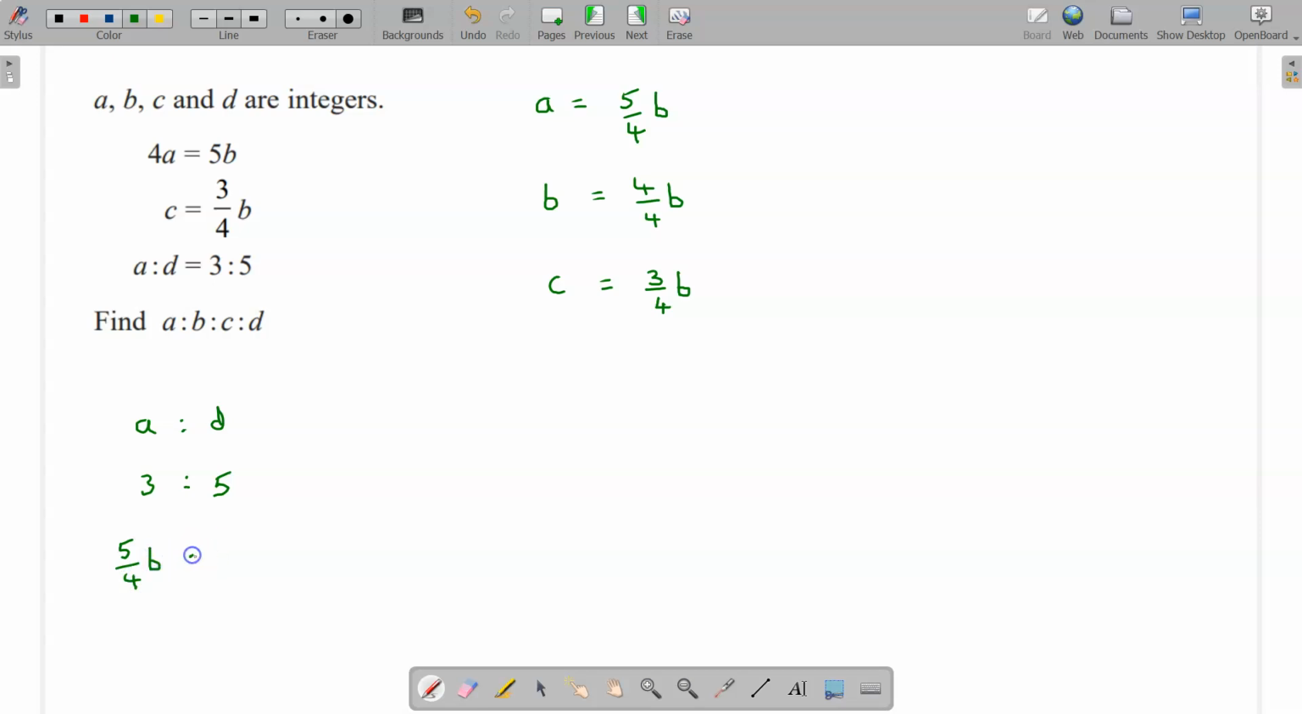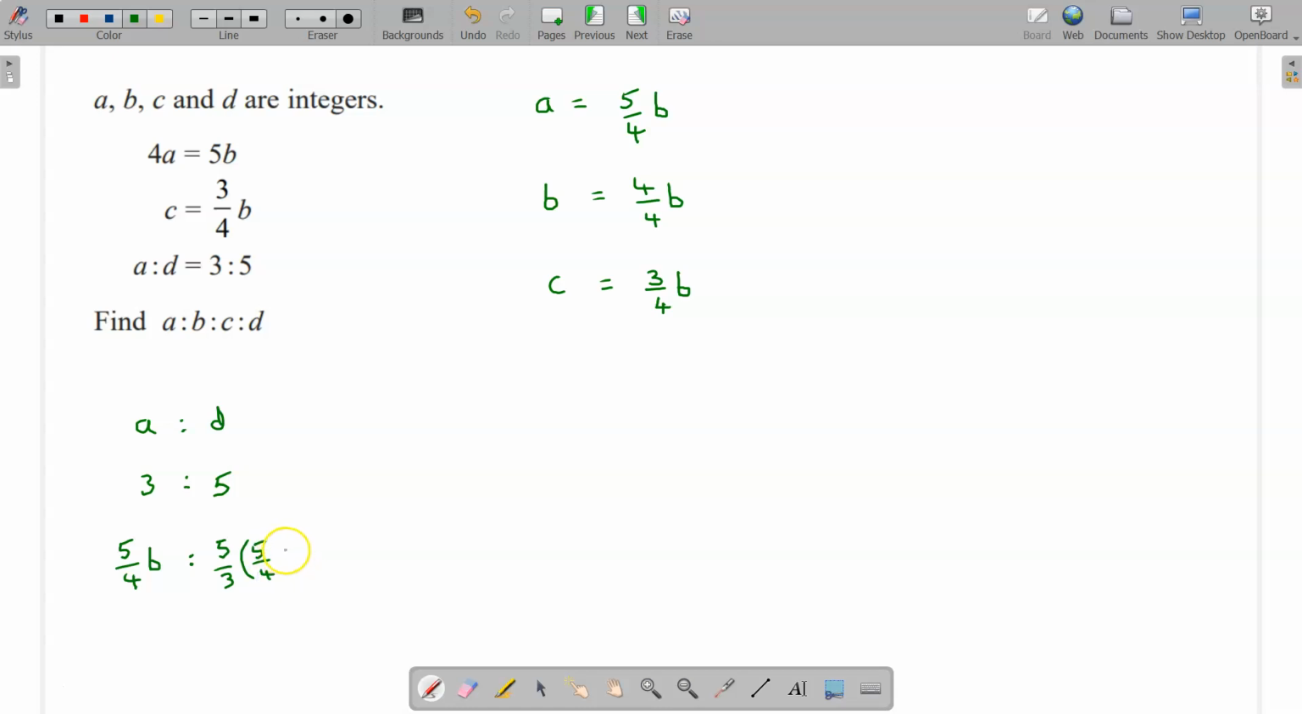And to get D on the other side, I need to put them in the ratio 3 to 5. So I need to multiply this thing I've just written down by 5/3. Okay, so 5/3 of 5/4 of B.